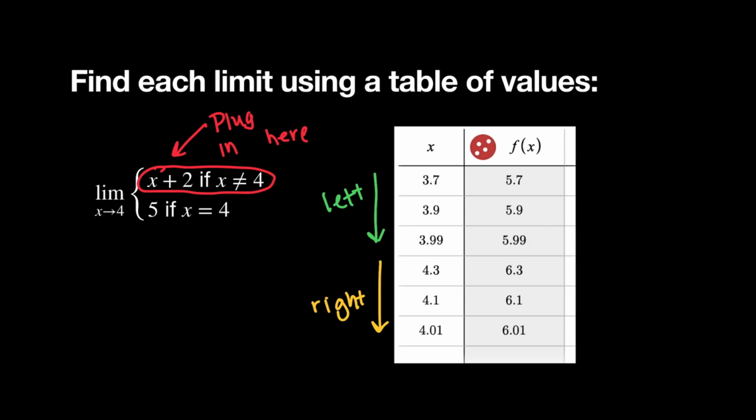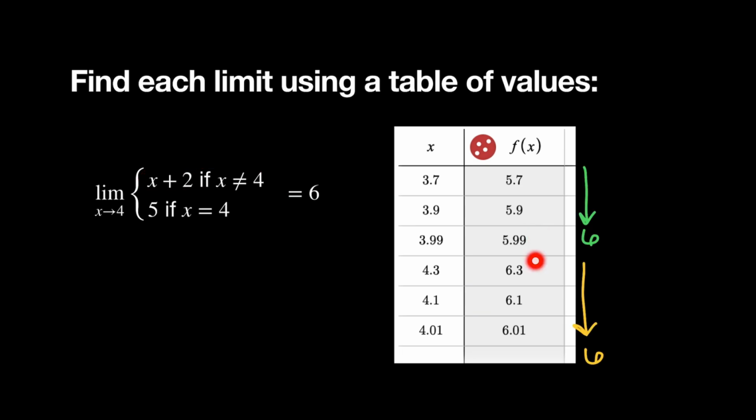And on the right side, I've got values that are 6.3, 6.1, 6.01. So that means my y values are approaching 6 on the left, and they're also approaching 6 on the right. So this limit is equal to 6. Again, it's really important to notice that it doesn't matter what happens at x equal 4. We just care about what happens when we're close to 4, which means we're not actually at x equal 4.